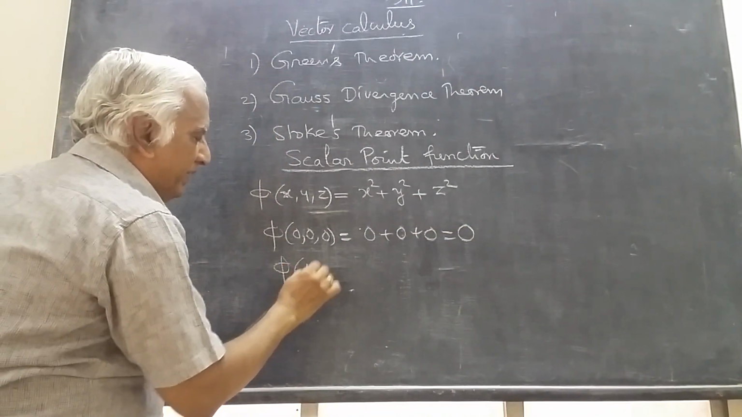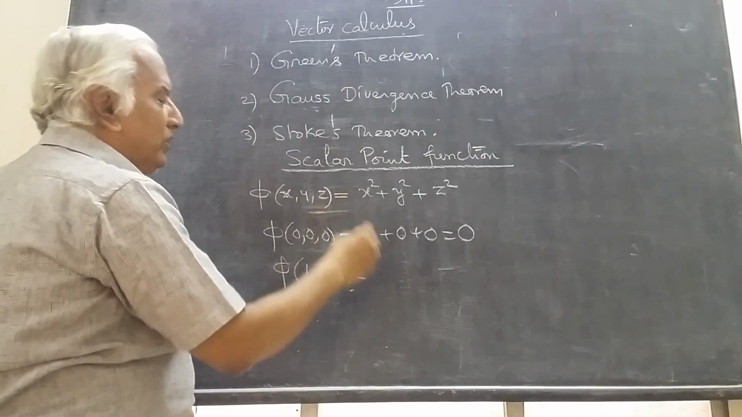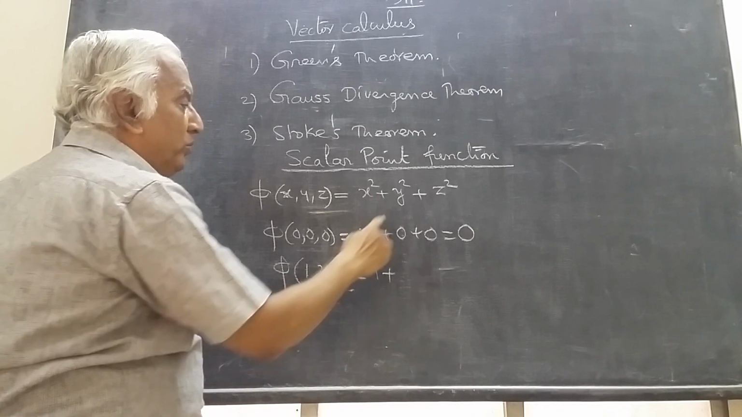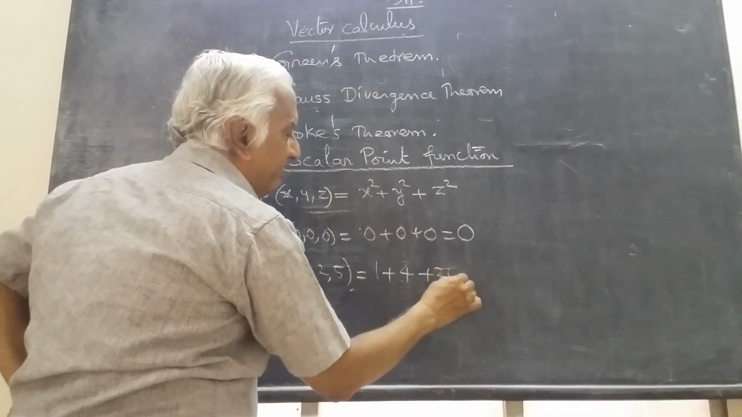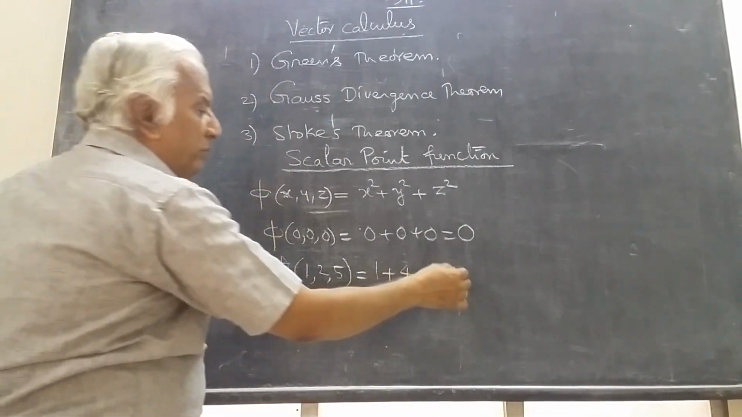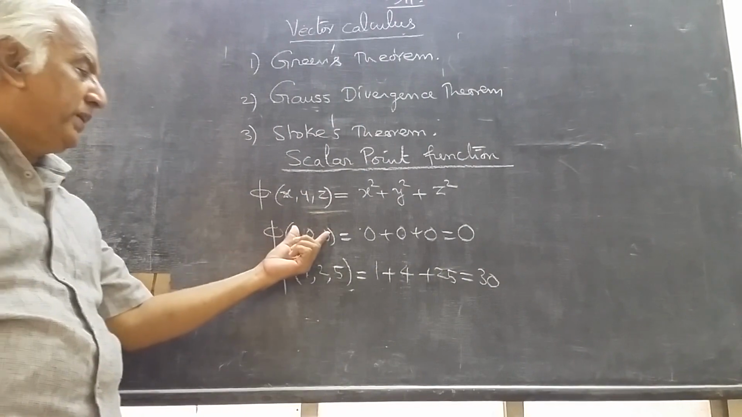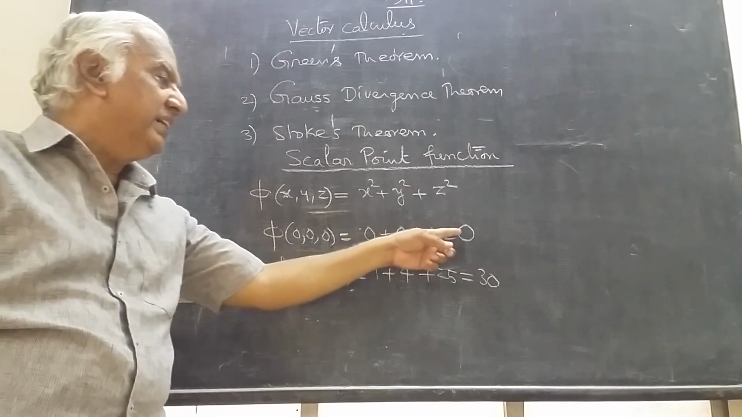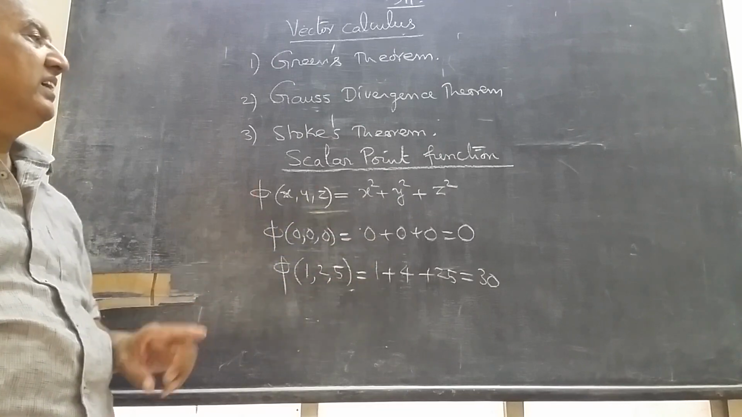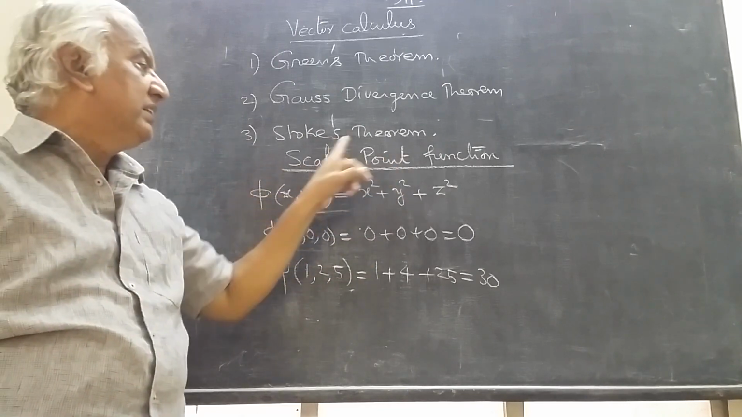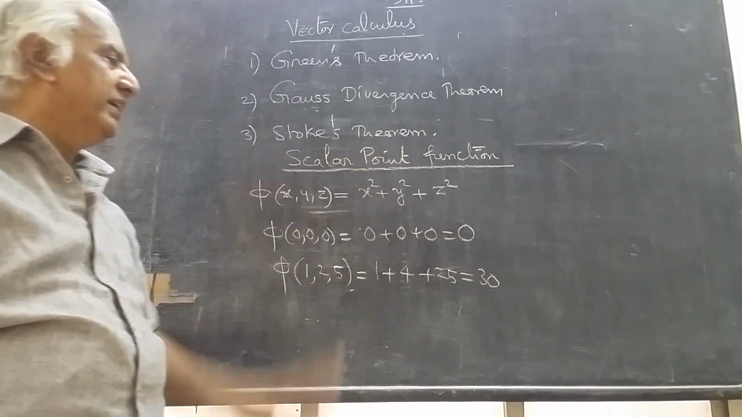I substitute the point 1, 2, 5. For x, putting 1, 1 square is 1. For y, putting 2, 2 square is 4. For z, putting 5, 5 square is 25. Now this value is 30. So if you substitute a point, you get a scalar. So this function for every point gives you a scalar. That's why the name, scalar point function.